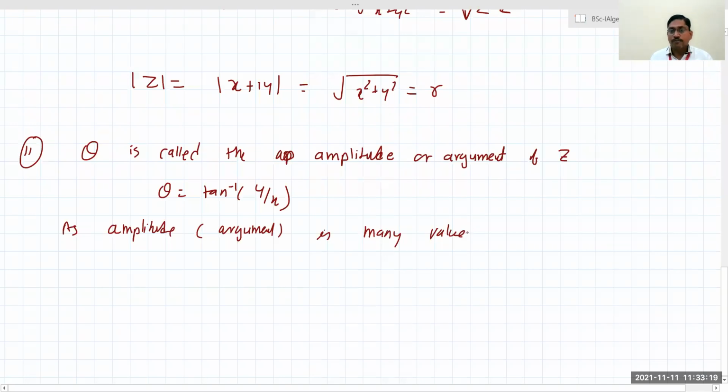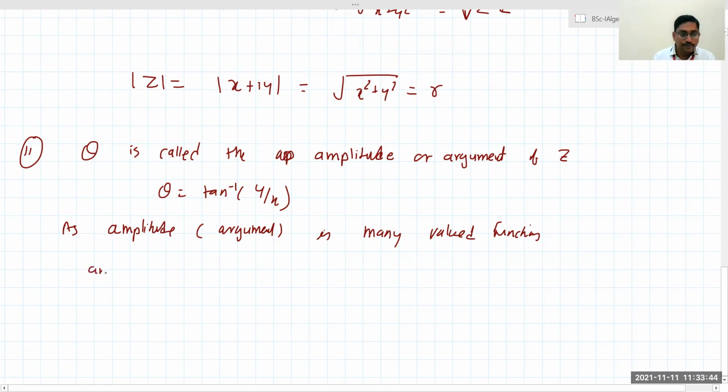45, 45 plus 360, 45 plus 2 times 360, and 45 plus n times 360 all have the same position. That's why I'm saying multi-valued. The argument or amplitude is a many valued function, but you should take the basic value between -pi to pi. That value is called the principal value of the argument.